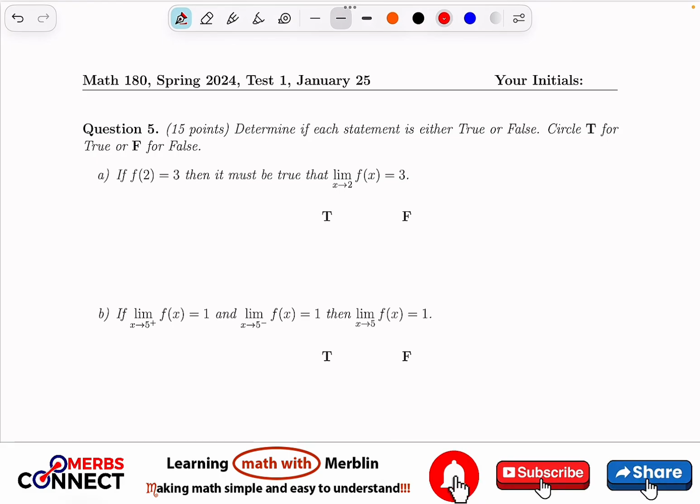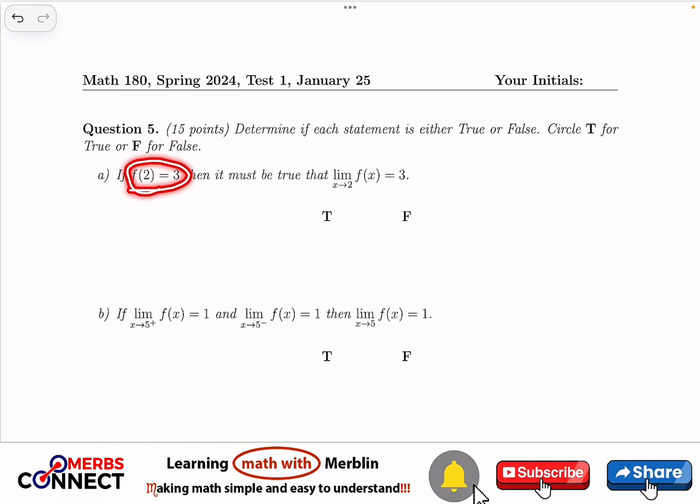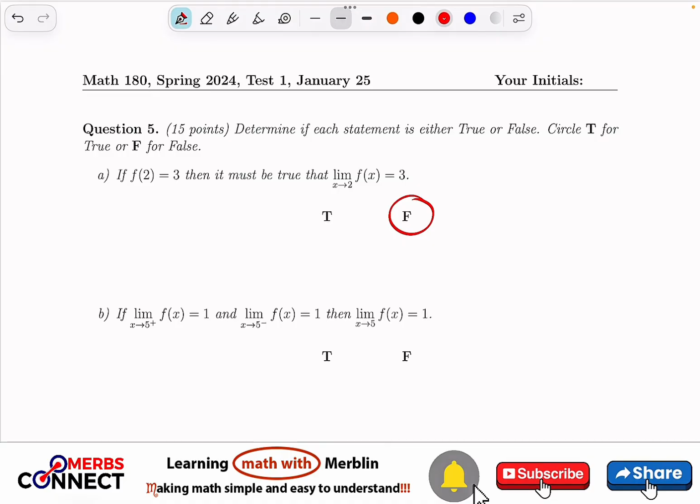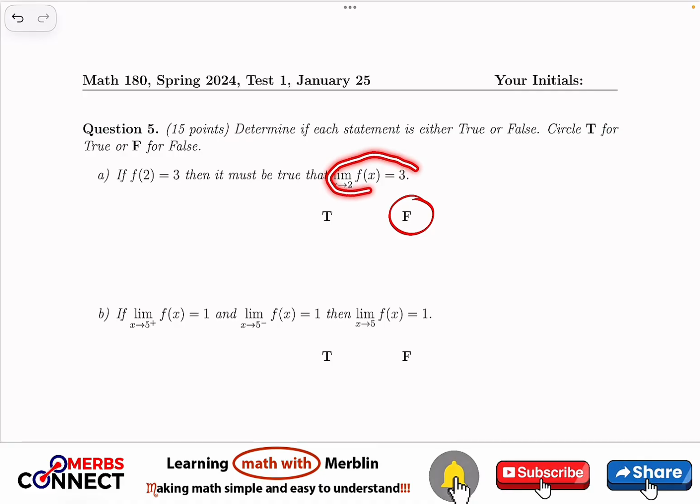This is also a true or false question. Now let's try and see what's going to happen here. If f of 2 is equal to 3, then it must be true that this is 3. Oh, this is a big false, because if this one is 3, it doesn't mean that this one too should be 3. This one can be 4 based on the function given to us, right? So this is not always true. Yes, it is true that this can be 3 and this one too can be 3, but the question is saying that it must be true. So it means that this is false.